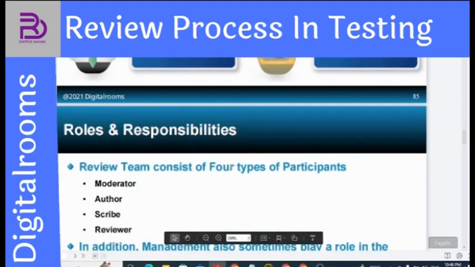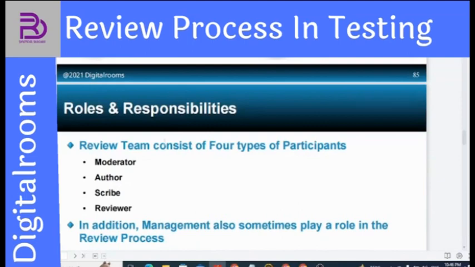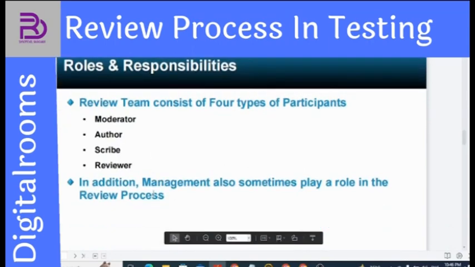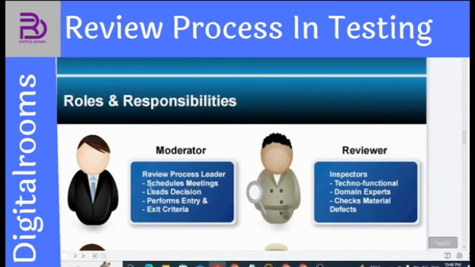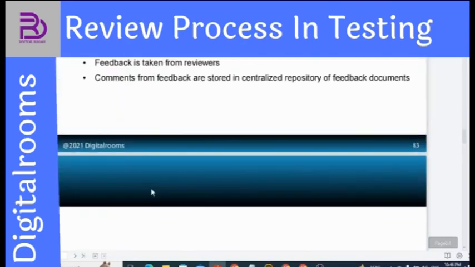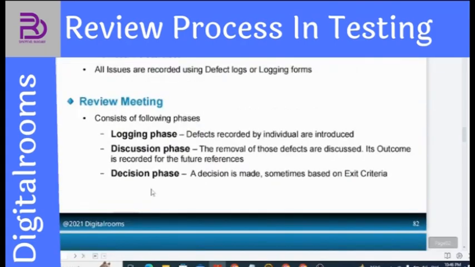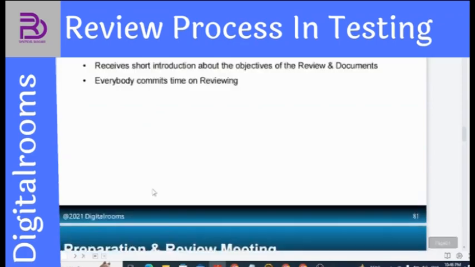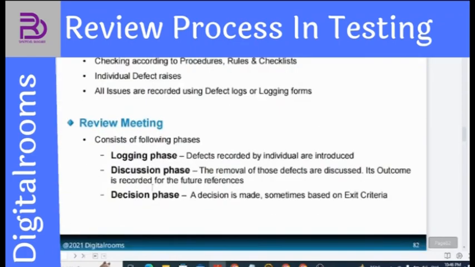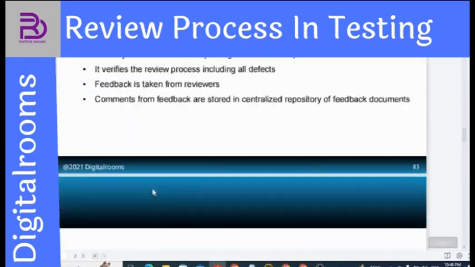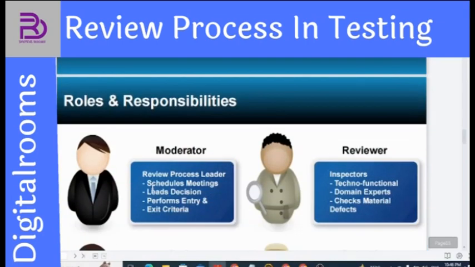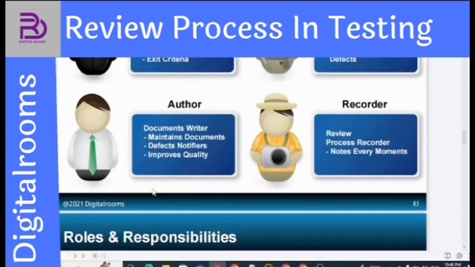So, roles and responsibilities. The review team consists of 4 types of participants: moderator, author, scribe, and reviewer, as we discussed. In addition, management also sometimes plays a role in the review process. I hope this video helps you understand what the review process is, how many types of reviewers there are, who is in the review team, and what the responsibility of each is in a different form, like author, moderator, reviewer, or recorder, right?